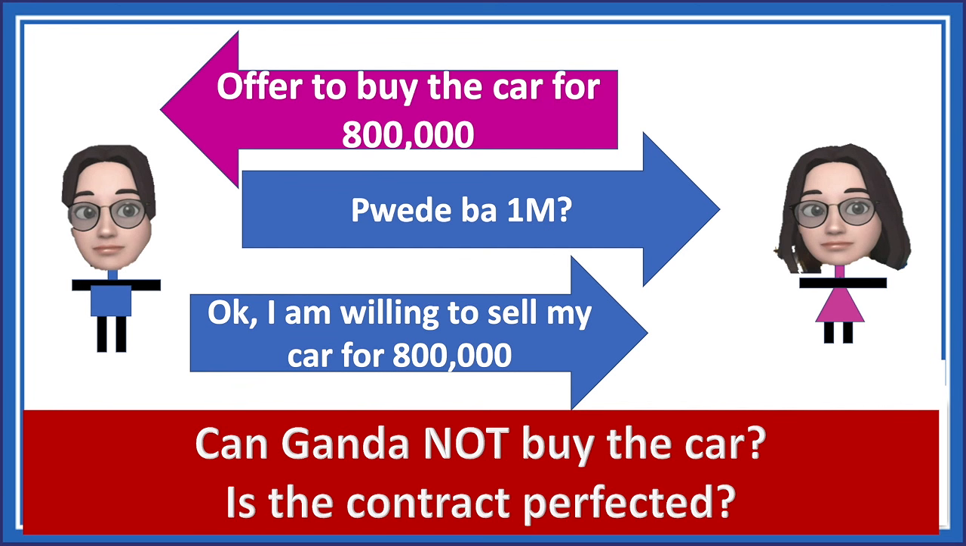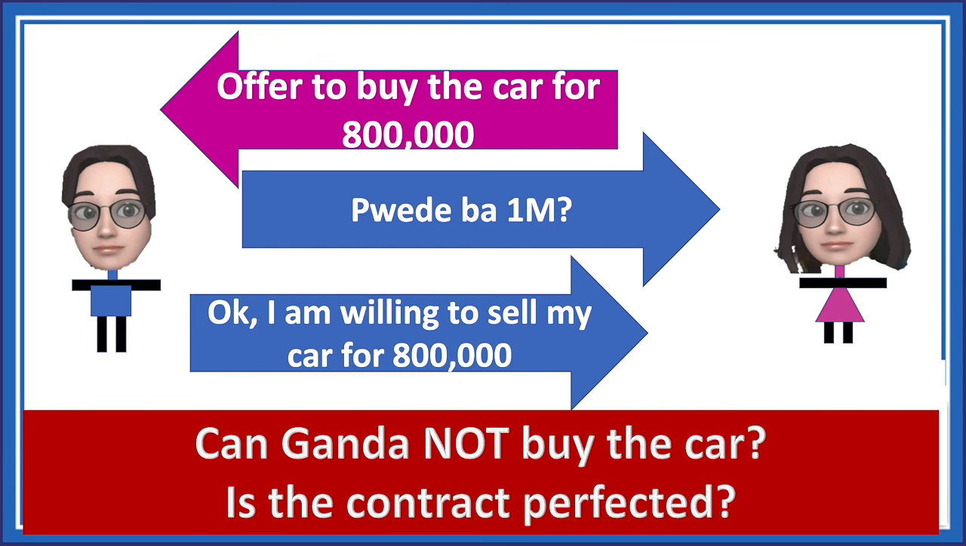Another counter offer which Ganda also needs to accept, or she can reject. Right? A counter offer, as a matter of fact, extinguishes the original offer. Okay? So, it may or may not be accepted by the original offeror, in this case, by Ganda. So, there is no meeting of minds yet. There is no consent from both parties yet, because the offer, although certain, the acceptance is not yet absolute.